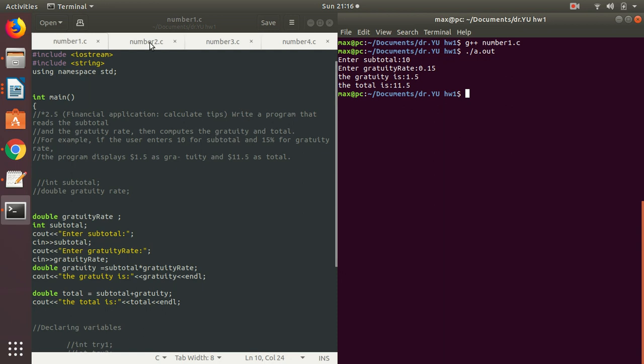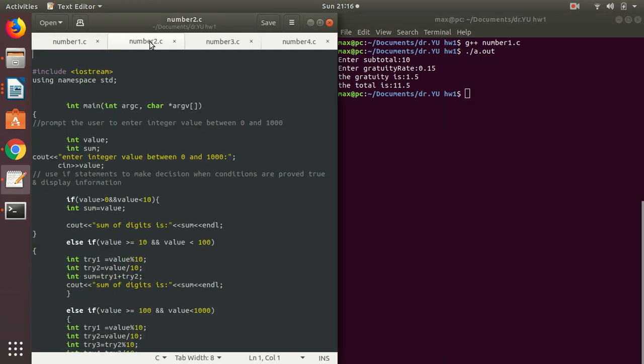Okay, so second number, we are supposed to find the sum of the digits given to us. I use the iostream and std namespace. I have a main and I declared the values, the value and the sum. Then I prompted the user to enter a value between 0 and 1000.